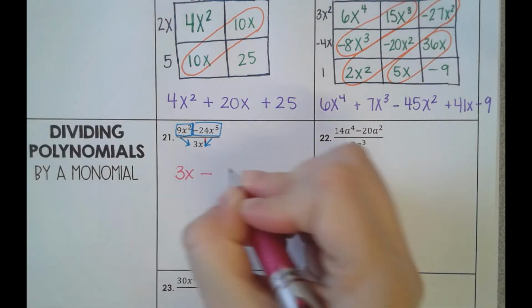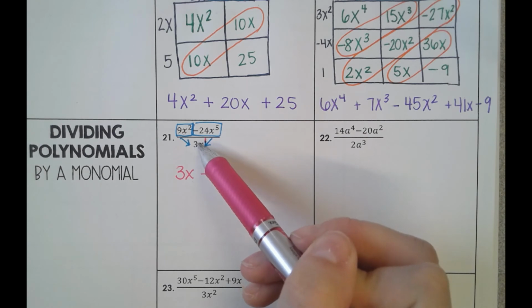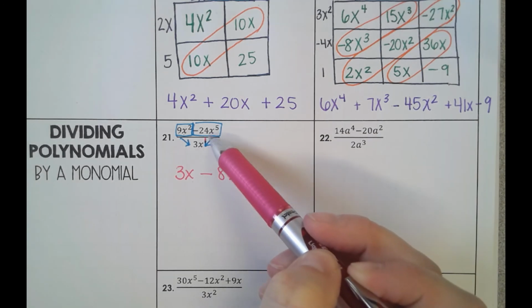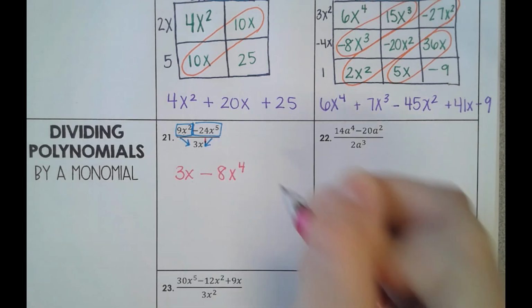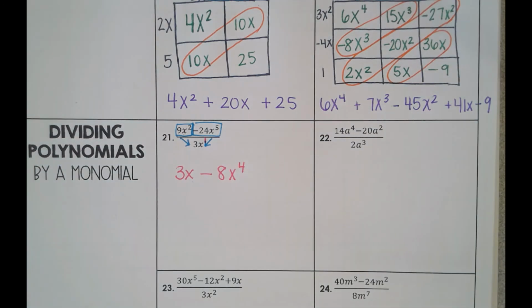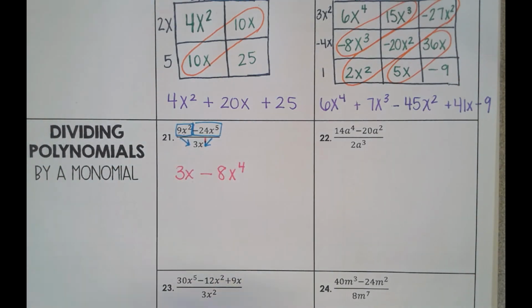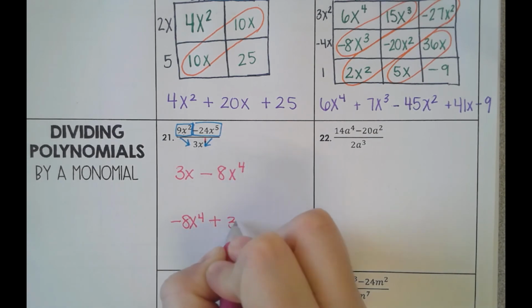Then minus 24 divided by 3 is 8. X. We have 5 minus 1 exponents to the 4th. Then this is not in the right order. We got to put the x to the 4th first. So negative 8x to the 4th plus 3x.